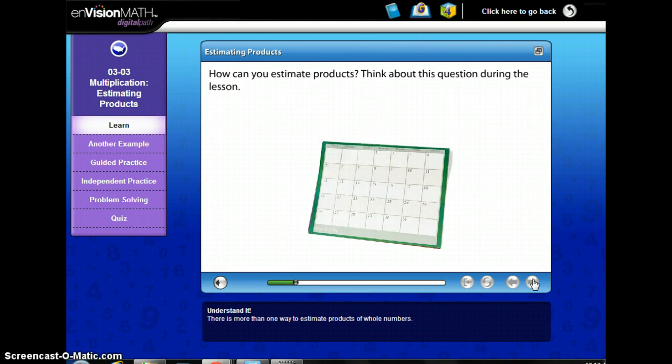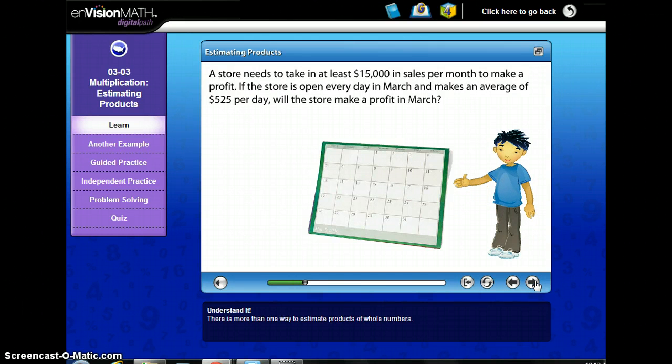Okay, let's start with today's question. How can we estimate products? Think about this question during our lesson. So there is a store that needs to take in at least $15,000 every month to make sure that they have a profit. So if their store is open every single day in March and they make an average of $525 per day, will they make a profit?